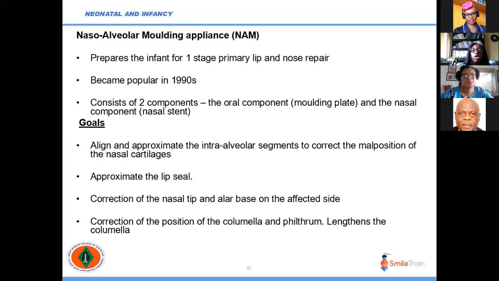Now, the goals of this appliance are basically to align the intraalveolar segments to approximate the lip seal, and to correct the nasal tip and the alar base on the affected side. So we're trying to give that flattened area of the nose a bit of a dome and reduce the size of the alar base. In addition, we are trying to center the columella, and in cases of bilateral cleft lip and palate, we also lengthen the columella.